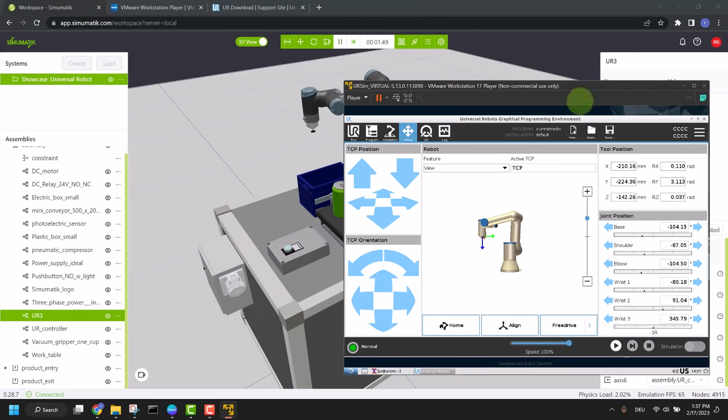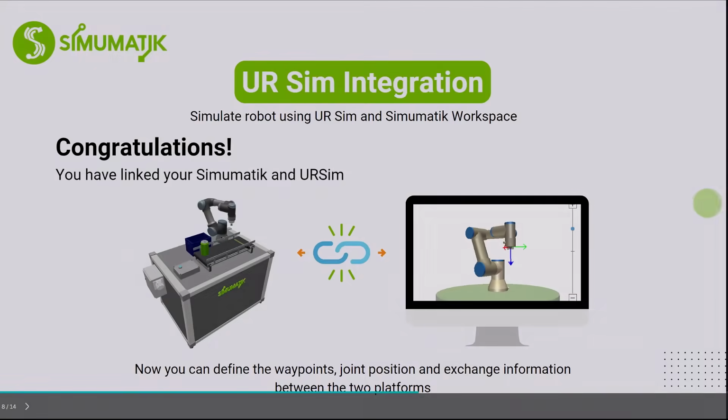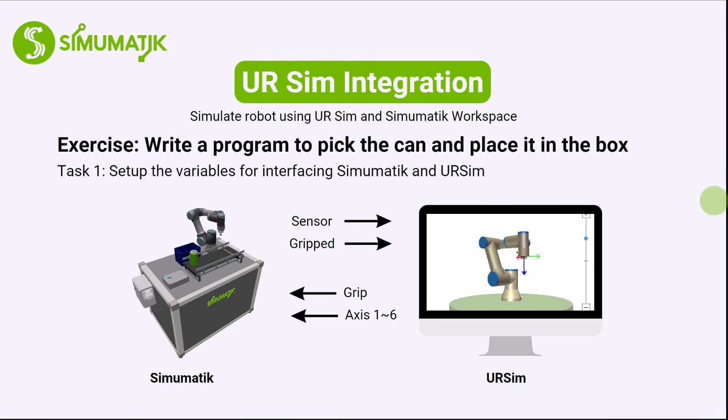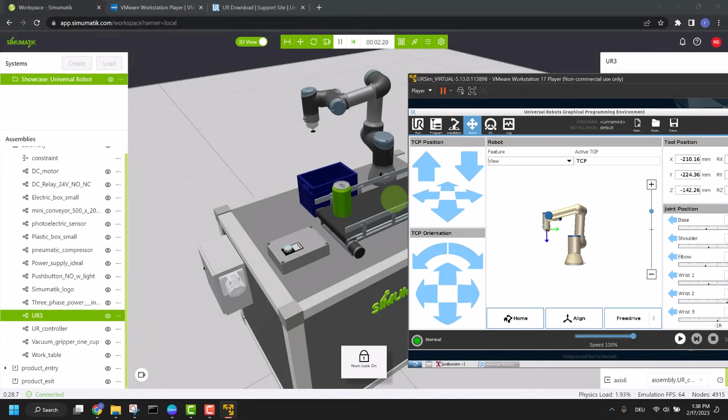Okay. So let's see what we're going to do in this video. We have a tiny project. The project is we have to make a pick and place application in which the robot is going to pick the can from here, from the sensor position, and place it in the box. To do that, we need some sensor signals and the gripper signals. So at the moment you see how we are controlling the axes of the robot, we also have to deal with some digital or analog signals.